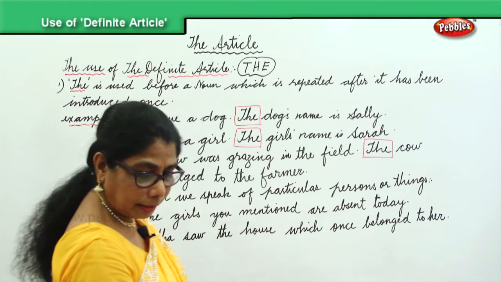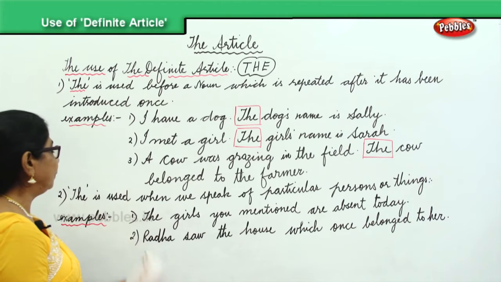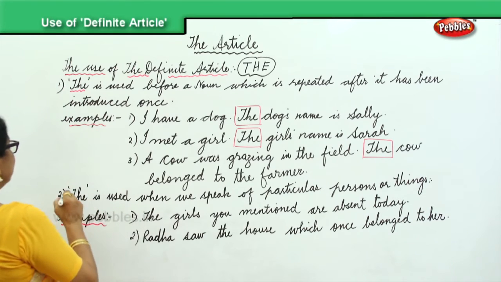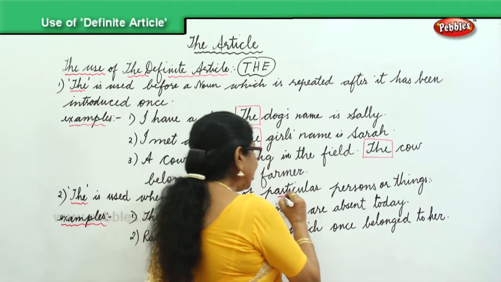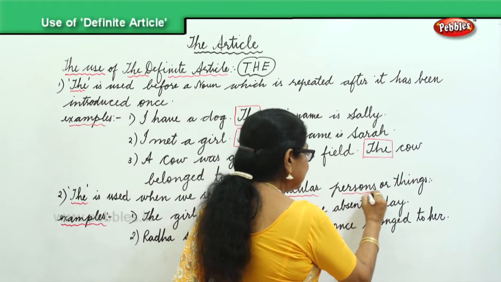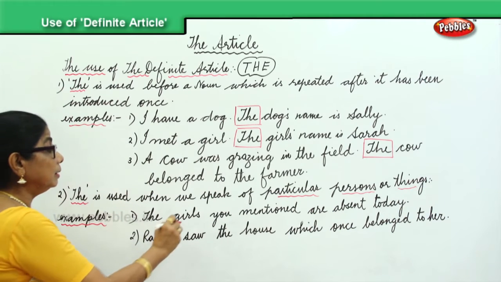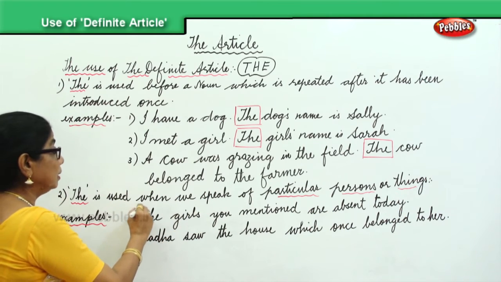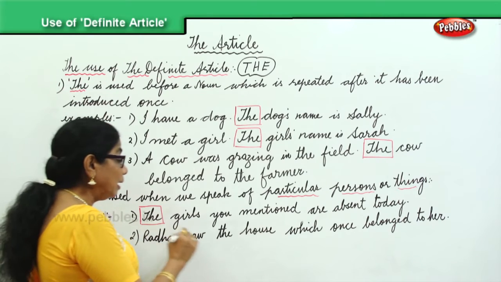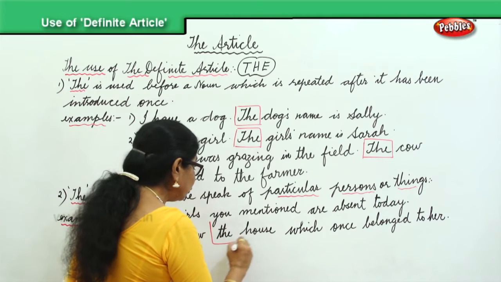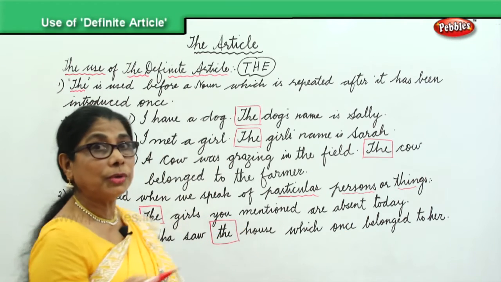Okay. Now, we're looking at the examples of this. The is used again when we speak of particular persons or things. The girls you mentioned are absent today. Radha saw the house which once belonged to her.